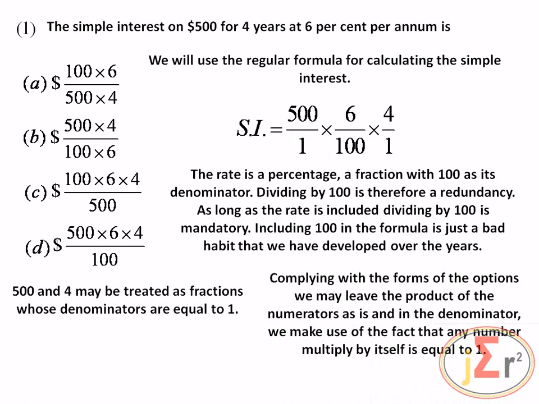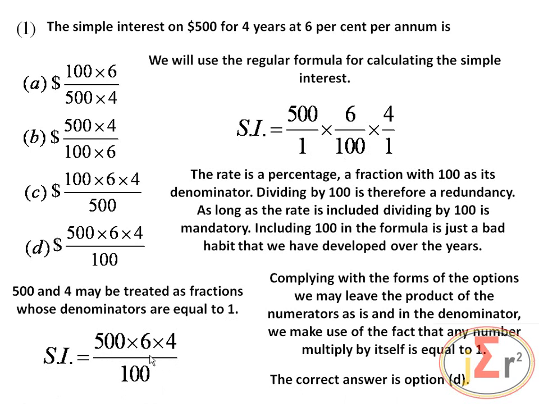Complying with the forms of the options, we may leave the product of the numerators as is, and in the denominator, we make use of the fact that any number multiplied by 1 is equal to itself. So we will have 500 multiplied by 6 multiplied by 4 for the numerator, and in the denominator we will say 1 multiplied by 100 multiplied by 1, and that will be equal to 100. The correct answer is option D.